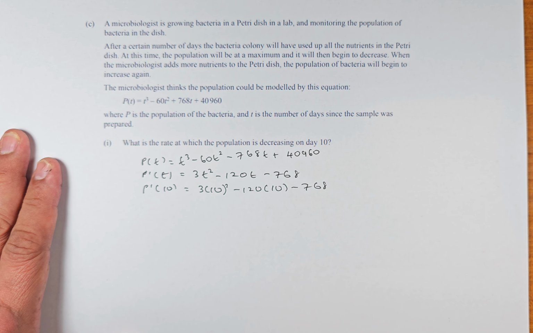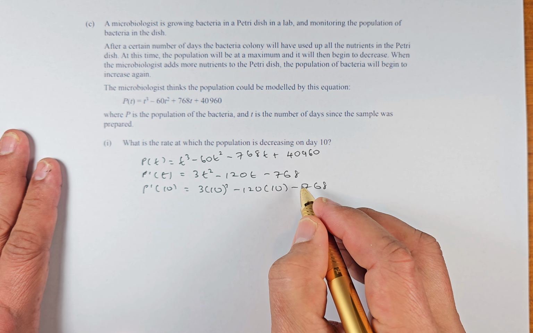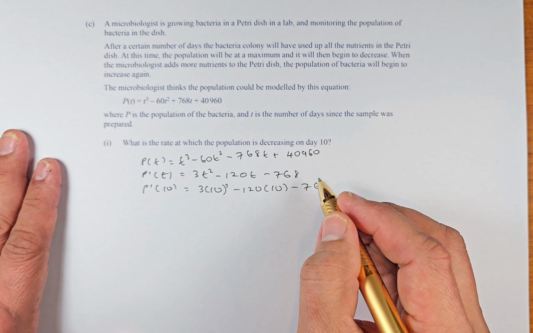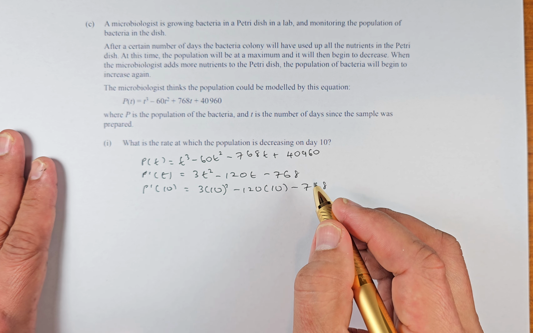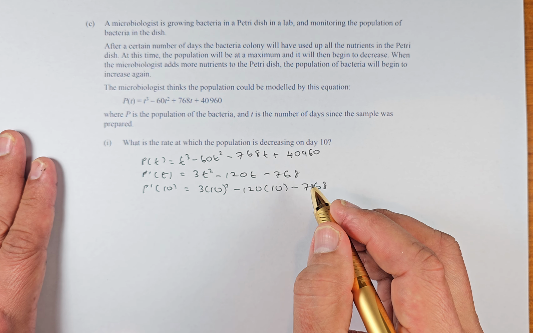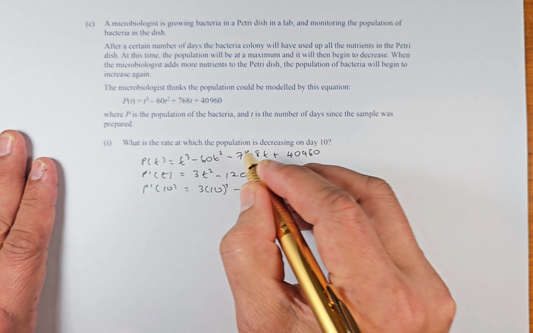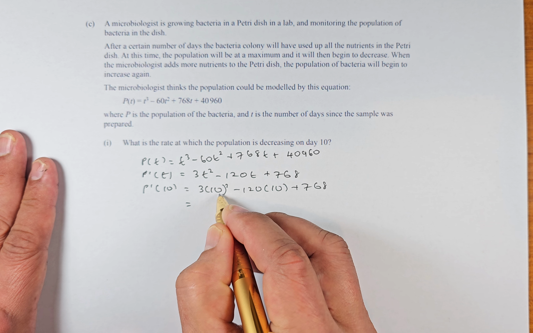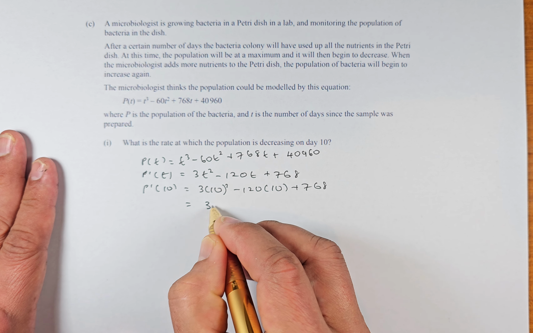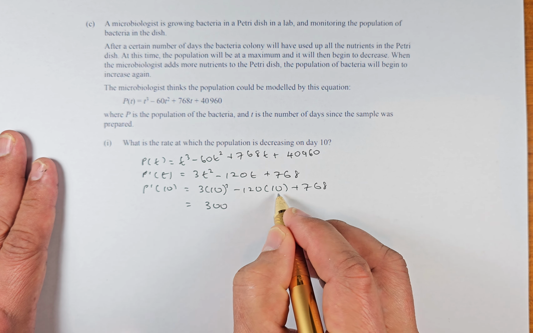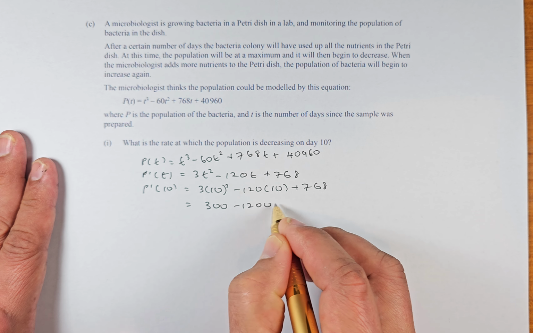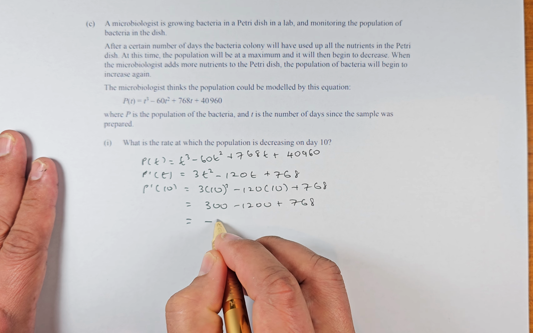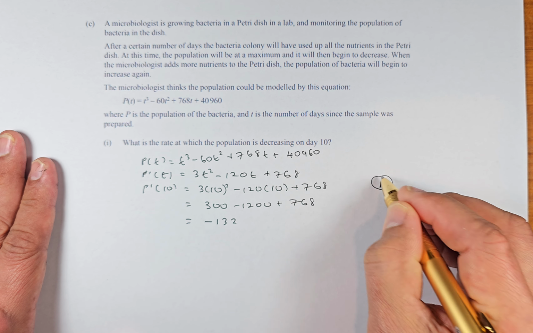Let me see, something is wrong, plus 768, sorry, there's plus 768, okay? So what we do, we put in the calculator, 10 squared is 100, it becomes 300, and then 120 times 10 is 1200, minus 1200, and plus 768, and if you calculate them, it's going to be minus 132, and that is an achieve, okay?